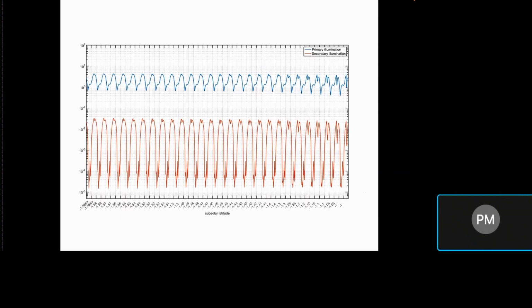So this plot shows the primary and the secondary illumination irradiance levels, where you can see the primary illumination is really, really high, with an order of magnitude difference of about 10 to the power 2 to 10 to the power 3. Next slide, please.